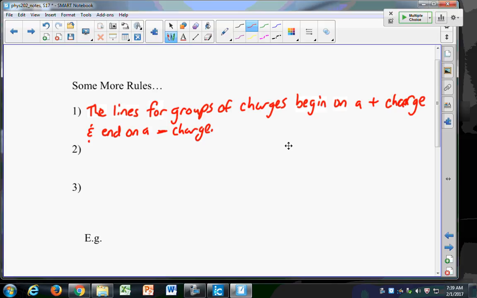If there's an excess of charge, the line will end at infinity. You might not know what that means. I'm going to hold you in suspense, and I'll draw you a picture in just a moment. It'll make sense to you then. The number of lines is proportional to the magnitude of that charge.